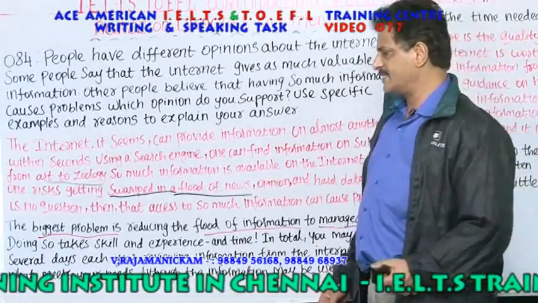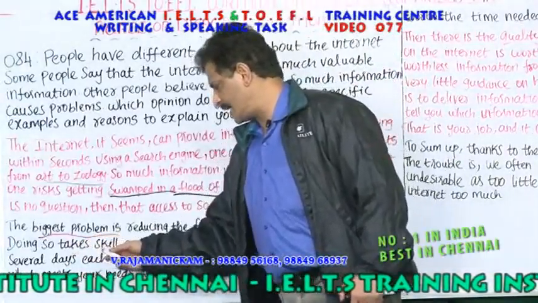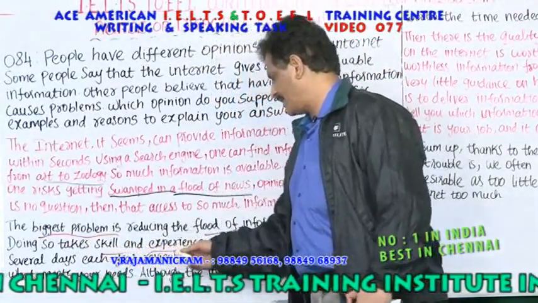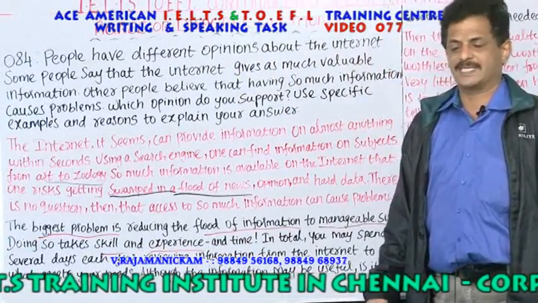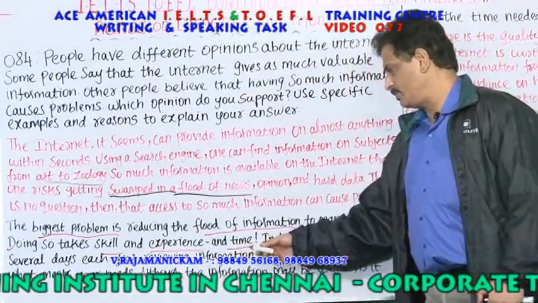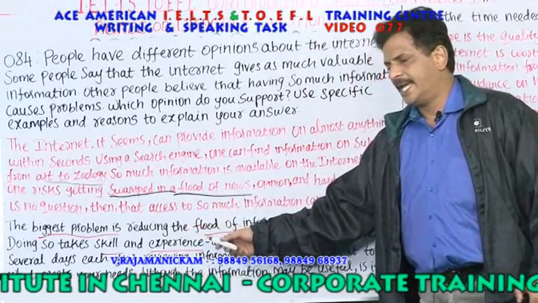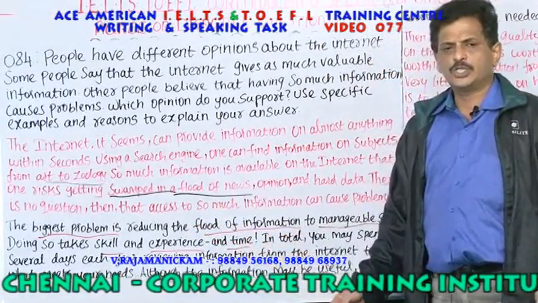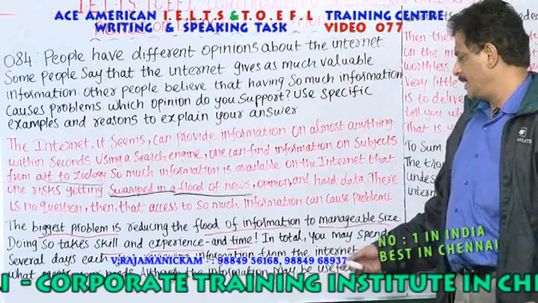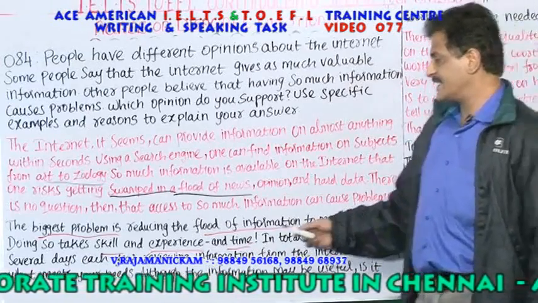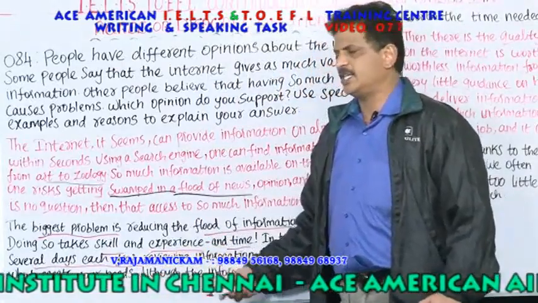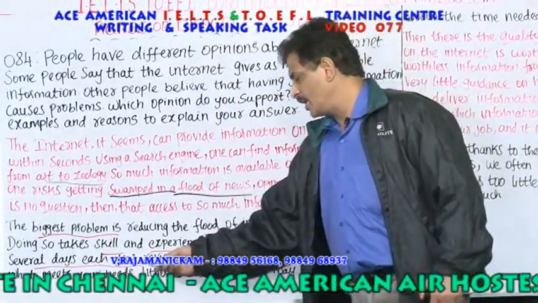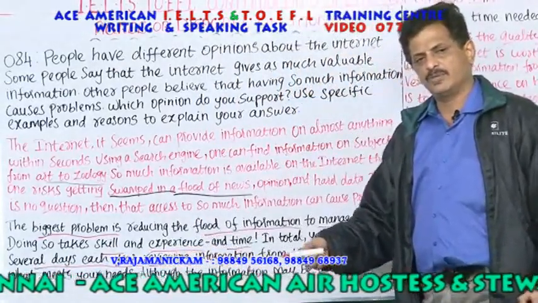So, with that, what does he say? What are the problems to justify his statement? See here, what does he say? He says the biggest problem is, what is the biggest problem? Reducing the flood of information. So a lot of information is pouring in. So we have to reduce, that's what he says, the problem to a manageable size. So with a lot of information, people get confused. You should reduce the size of information.